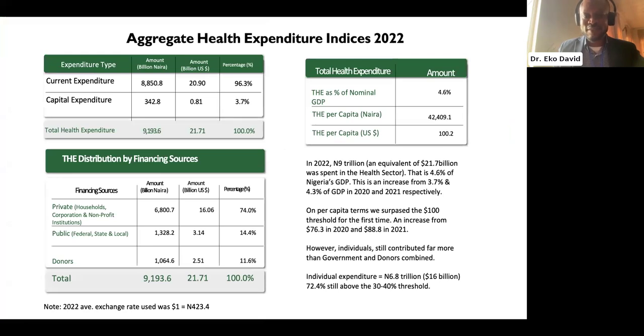Yeah, these slides. So the first table up there, you can see the headers, expenditure type, amounts. Under your amount, you're having it in billions, but I guess your narrative for the naira part should be in trillion.